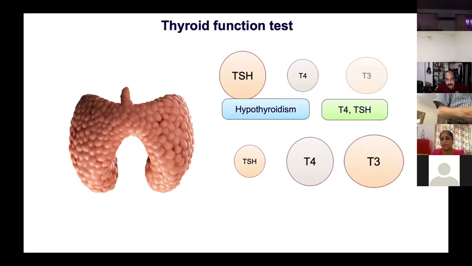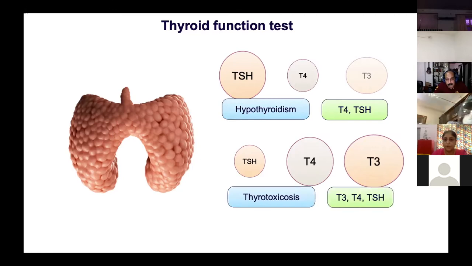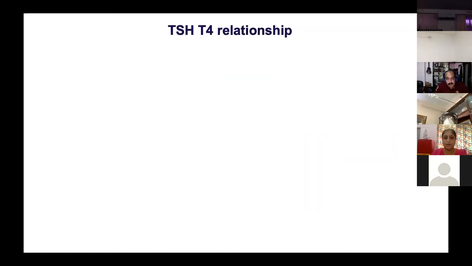And the level of T3 will also remain high because it gets converted into T3. So the role of T3 is in hyperthyroidism, in thyrotoxicosis, whereas it has got no role in hypofunctioning thyroid disorders. So in thyrotoxicosis, you order investigations, both T4 and T3 and TSH levels, for evaluating.